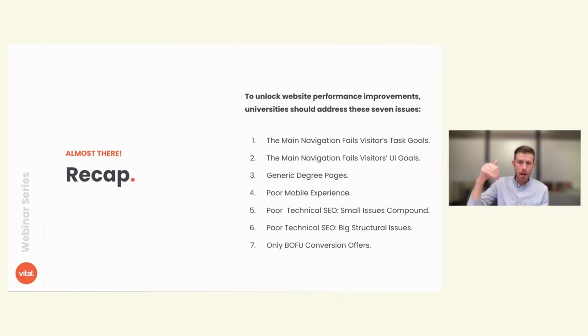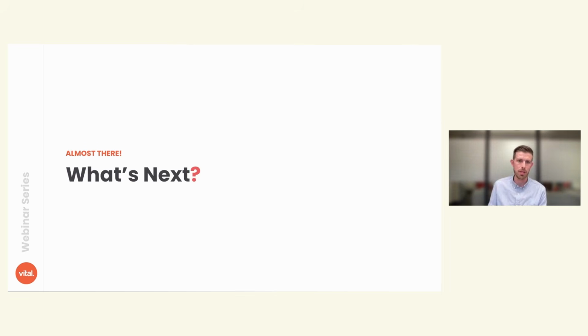So we made it. So quick recap. There are 7 areas that we can unlock outsized website performance. We covered all of those. We have main navigation issues. We have generic page issues. We have poor mobile experience. We have technical SEO issues, and we got bottom of the funnel conversion offer issues. If we can solve any of those or all of those, we are going to unlock outsized traffic and outsized conversion rate improvements for our websites.